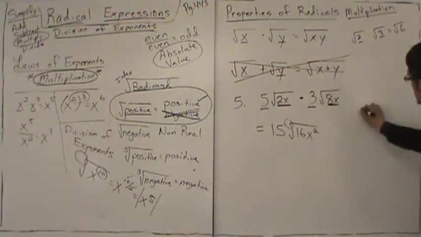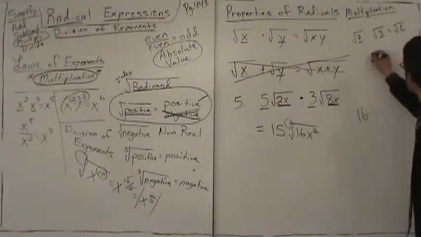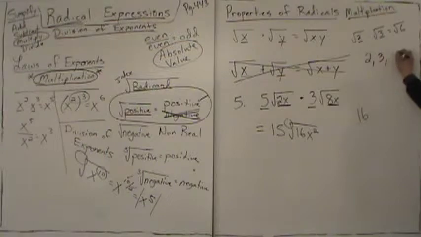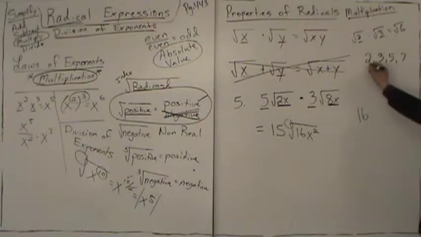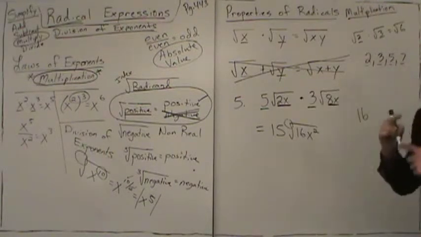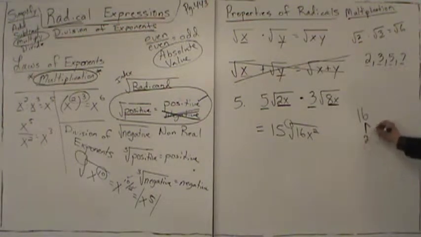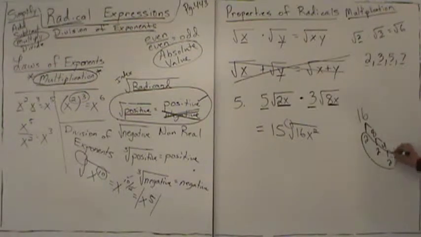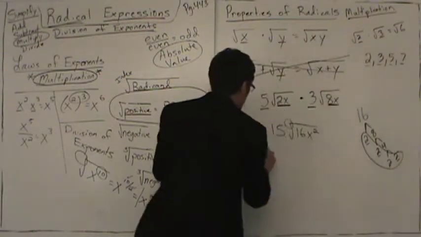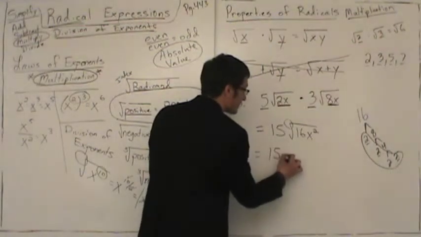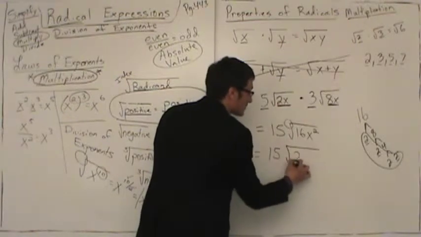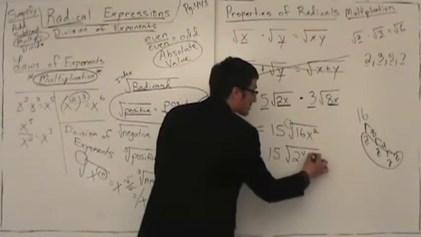So we're going to take our 16 and break it down. Remember, we're getting it down to numbers 2, 3, 5, or 7, which are considered to be what's called prime numbers, numbers that cannot be broken down anymore. So 16 is what? 2 times 8. 8 is 2 times 4. 4 is 2 times 2. How many 2's multiply to give 16? Hopefully you say there are 4. So we're going to say that this is equal to 15 square root of 2 to the 4th x squared.